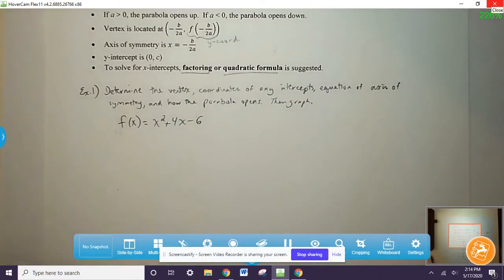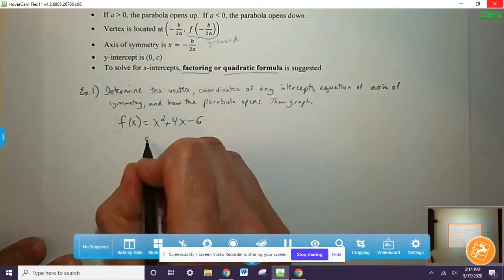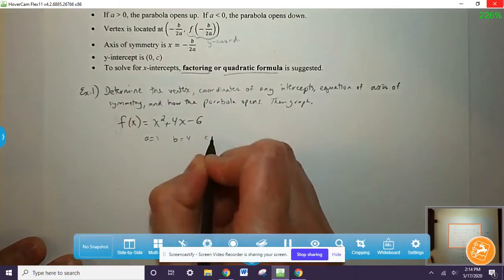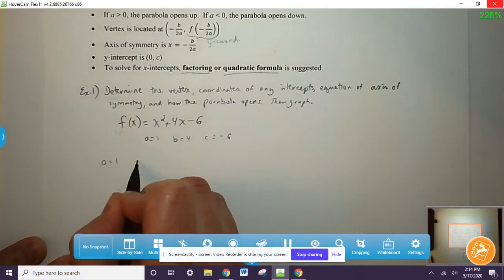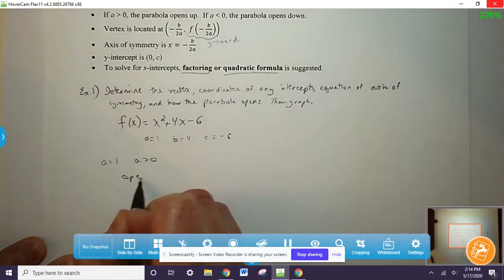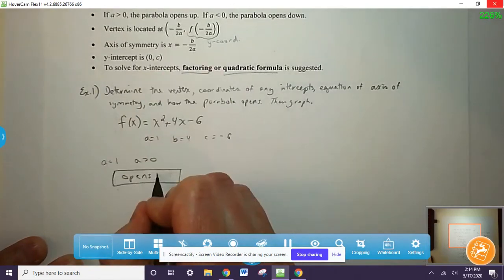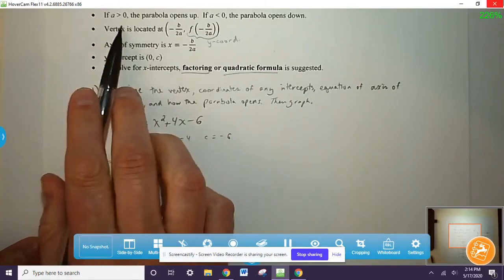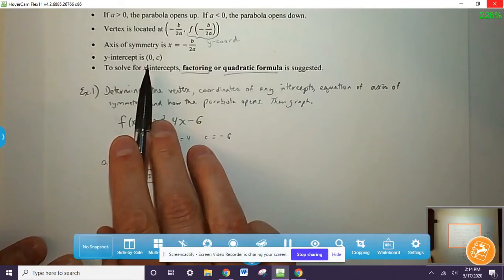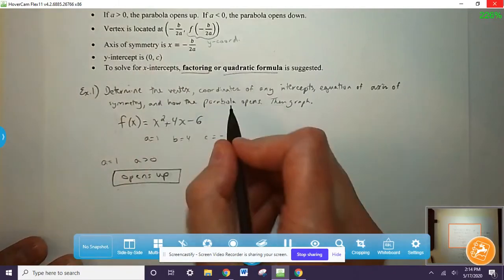So what I would do first is how it opens, which is actually pretty quick. So here your A is 1, your B is 4, and your C is -6, because A is the coefficient of x squared. And since A is positive, the parabola opens up. I don't think you even have to write down any work for that. I think you can just write down opens up, but if you want that little refresher, if you don't remember your facts about quadratic functions right off the bat, you might want to write that down. Okay, so we know how it opens.